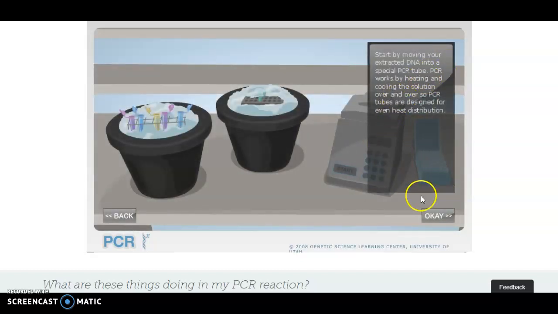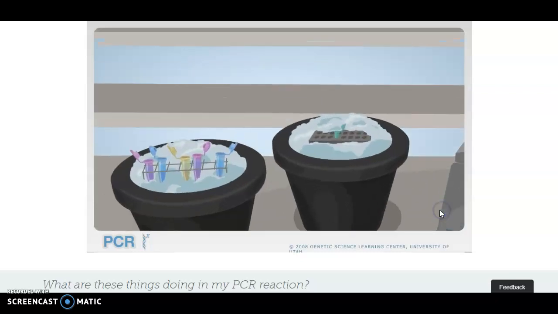Okay, so the first thing we're going to do, this is where it gets kind of interactive. We're going to go ahead and take our extracted DNA. So let's say we got a hair follicle, we extracted DNA from it. Now we're going to put it in a special tube. Now the way PCR works is it heats and cools a solution many, many, many times over. So the PCR tube is going to be designed for even heat distribution.